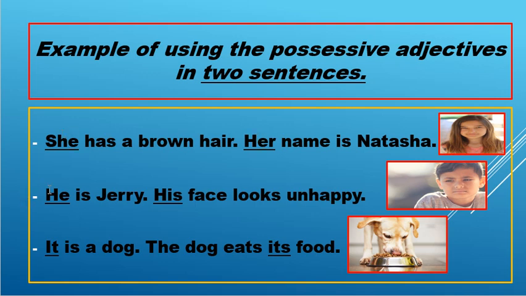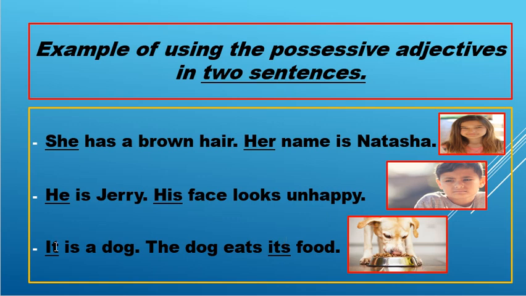And next, "He is Jerry." So the name of this boy is Jerry. "His face looks unhappy." Maybe Jerry is missing his friends, or maybe Jerry has a problem, so he is sad, maybe about his school. Okay, next, it is a dog. The dog eats food. It's eating its food, the dog now. This food here is from the dog, not from the human.